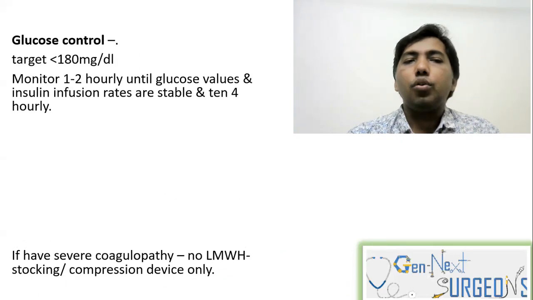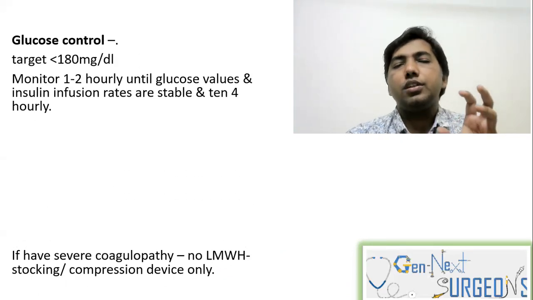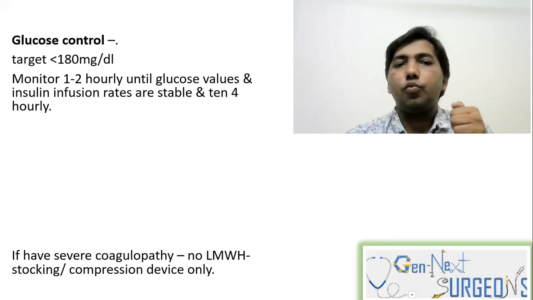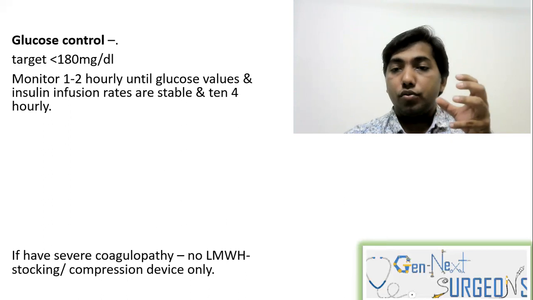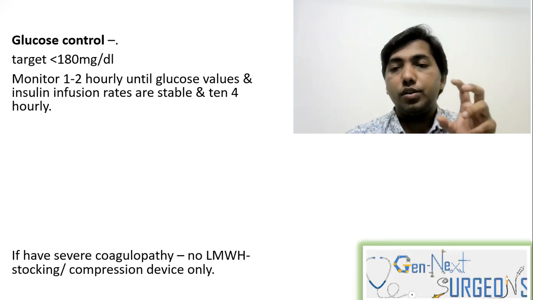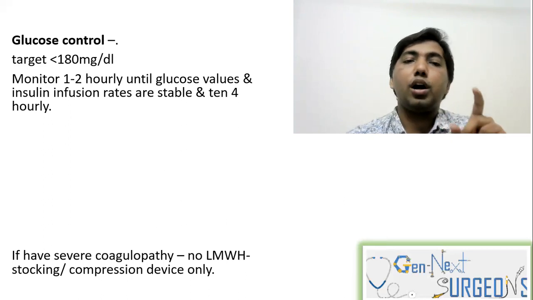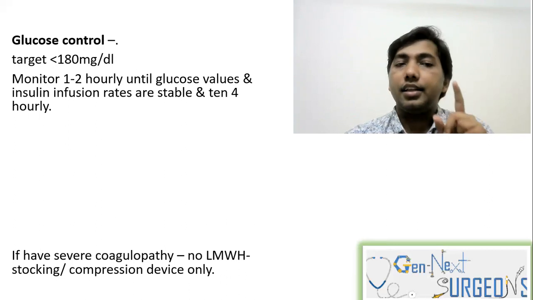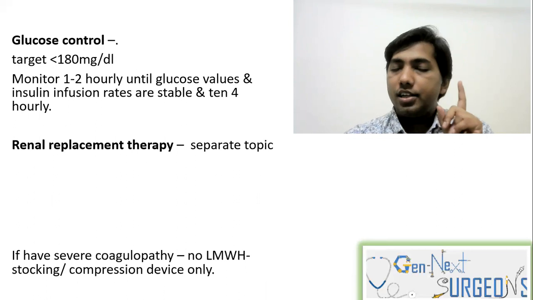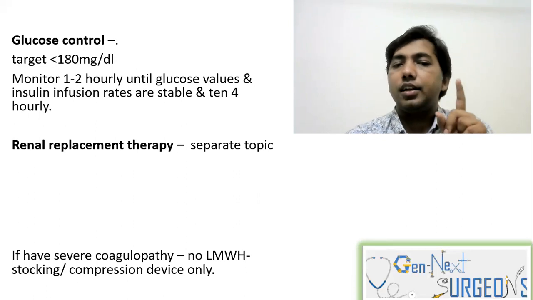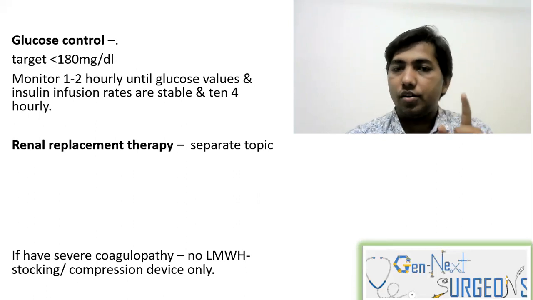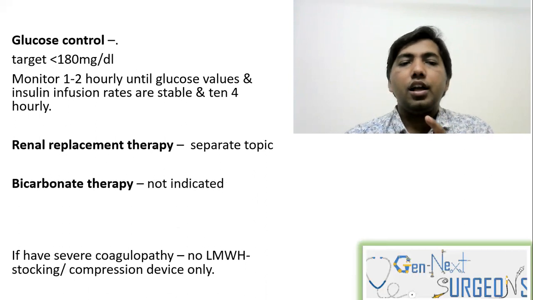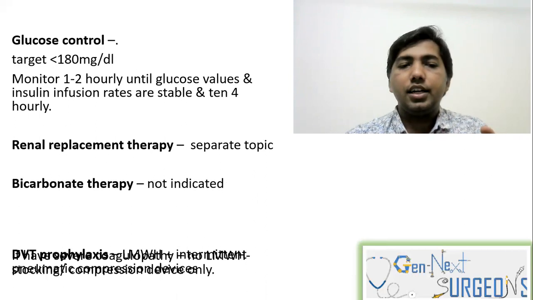Then another thing is glucose control. Our target is to keep it under 180 milligram per dl. And if glucose levels are not up to the mark, then we have to monitor blood glucose level 1 to 2 hourly, and then 4 hourly. Renal replacement therapy has a few indications, I will discuss in another video. And bicarbonate therapy is not indicated.